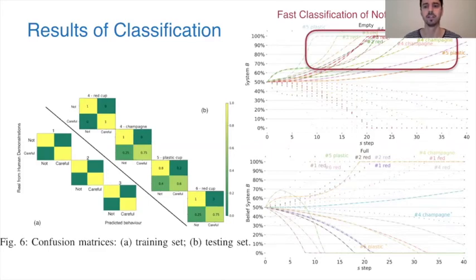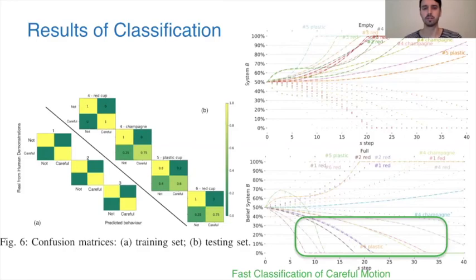So we have here that for the cases where the cup is empty, we have a correct classification of not careful motions between 10 to 30 steps, when the actions take around 100 steps to conclude, since we're using infrared markers which run at 50 hertz. And for the case of the full cup, most of our actions, or almost all, are classified as careful motion, and again they're classified quite quickly.